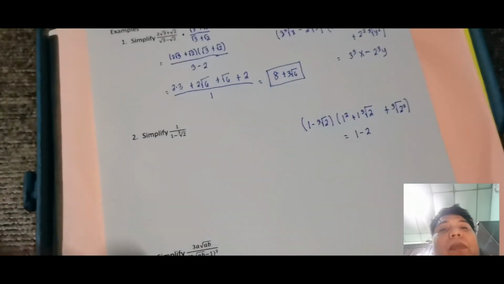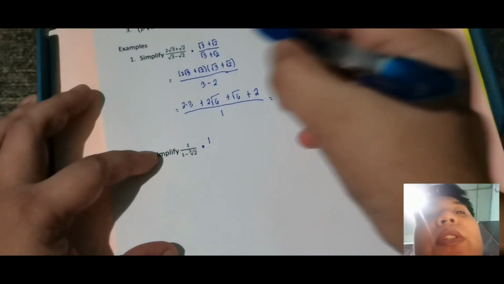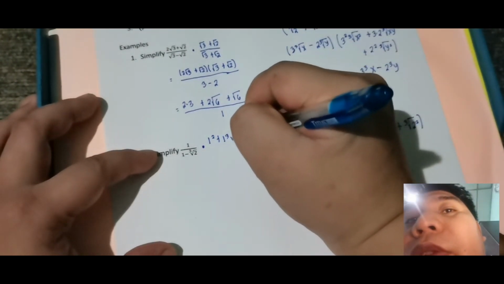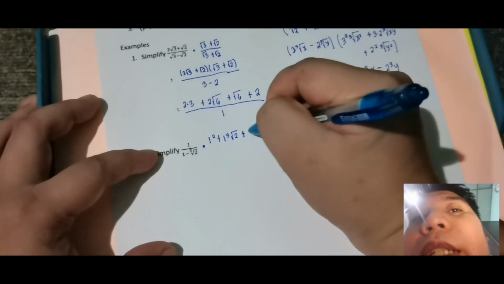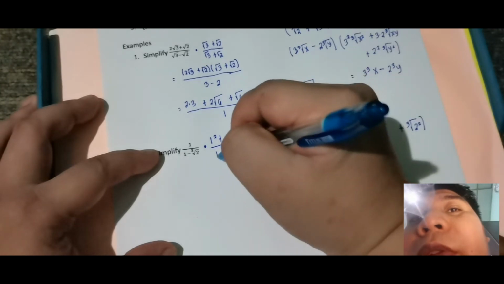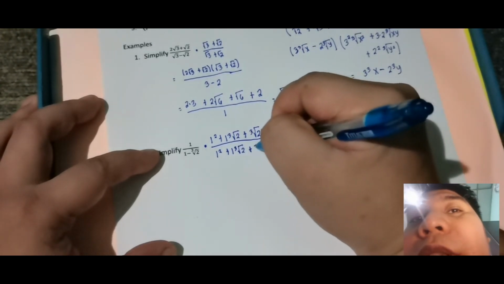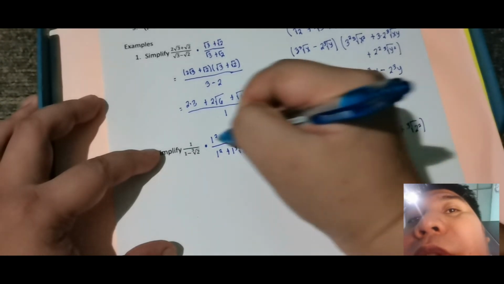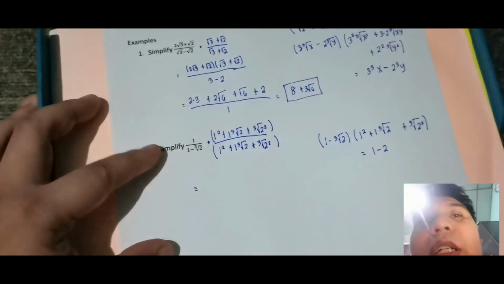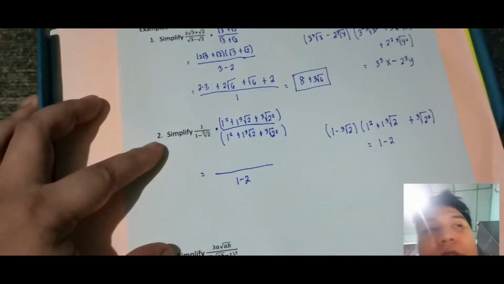Okay, so saan natin i-multiply ulit yun? Sir, i-multiply natin siya sa 1 squared plus 1 cube root of 2 plus cube root of 2 squared over 1 squared plus cube root of 2 plus cube root of 2 squared. So, ganyan siya i-multiply. Okay, so upon multiplication, ang result lang sa ilalim, simply 1 minus 2.